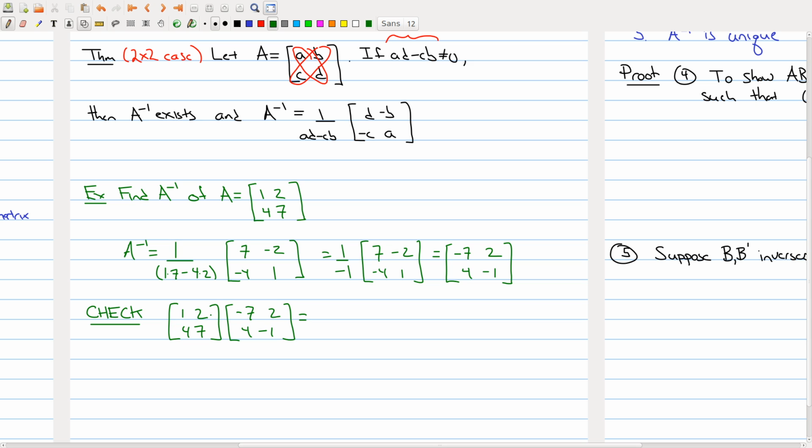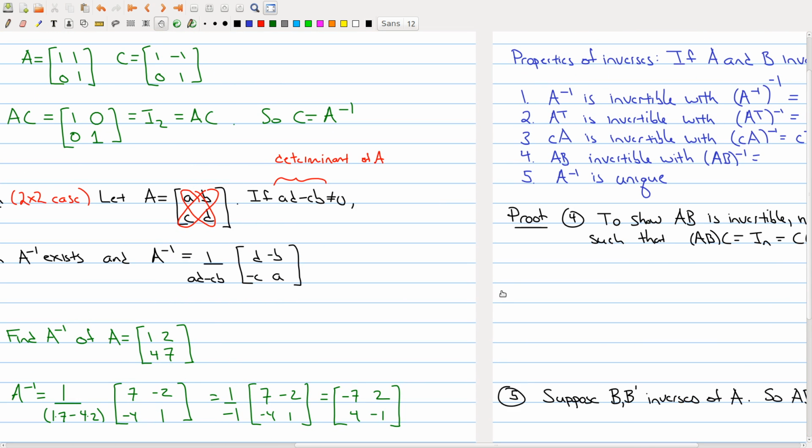Notice that I have 1 times negative 7 plus 2 times 4, so that will give me 1. I have 1 times 2 plus 2 times negative 1, which gives me a 0. Then I carry on and work out all the details and I get the identity. So I'm very happy. I'm going to give myself a happy face for getting the answer correct. And you too will get a correct answer because you will always be checking your work.